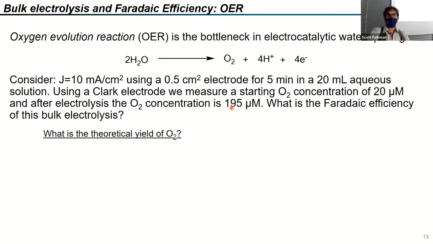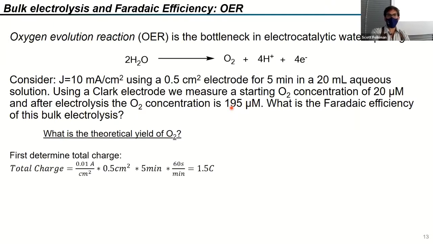So as with any yield, you would say, what is the theoretical yield of oxygen? So first we'll determine the total charge. So we'll take 0.01 amps per centimeter squared. That's the current density. Remembering that amps is coulombs per second. So multiplying by the surface area of the electrode, multiplying by 5 minutes, converting minutes to seconds. All of the units cancel, giving us 1.5 coulombs.